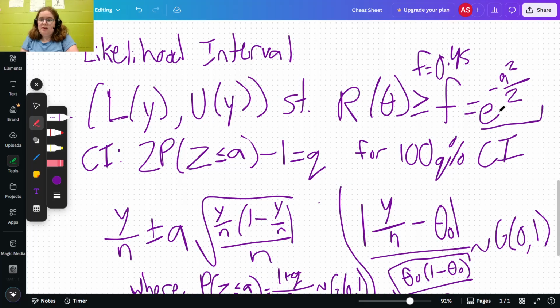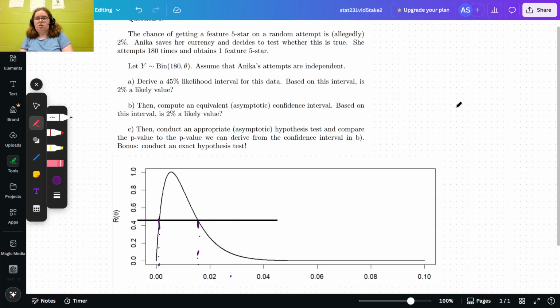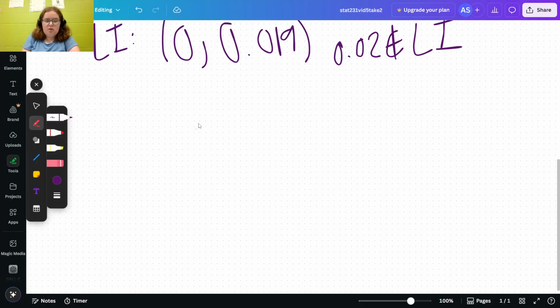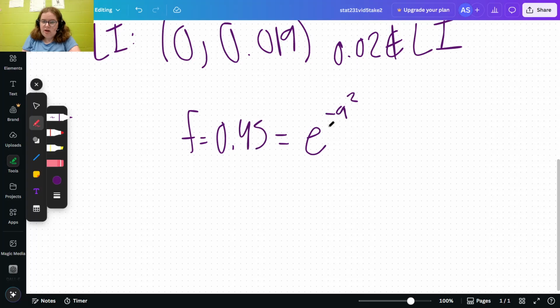So this is e to the power of negative a squared over 2. We have everything in here, and we need to solve for a. Then once we have a, we can solve for q to get the q% likelihood or confidence interval. So first, let's follow the cheat sheet and solve for a. We have that f, which is equal to 0.45, is equal to e to the negative a squared over 2. Rearranging, I'm going to take the ln of both sides.